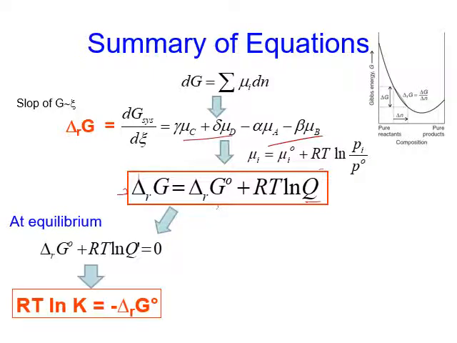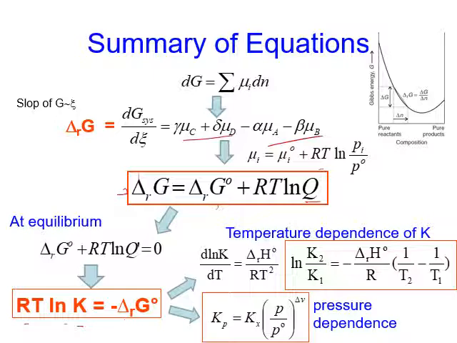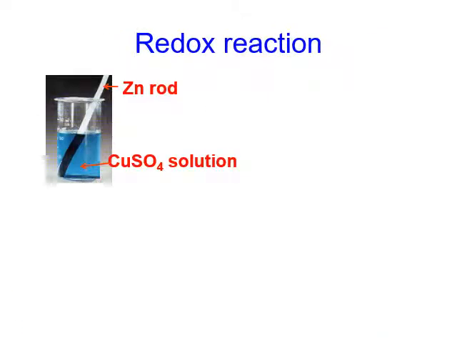At equilibrium, the slope is 0, so we have RT ln K equals negative standard state reaction Gibbs energy. We derived the Van't Hoff equation to calculate the equilibrium constant at different temperatures and the pressure dependence. Some of these equations will also be used in the next section, and that's electrochemical reactions. Let's look at a typical redox reaction.